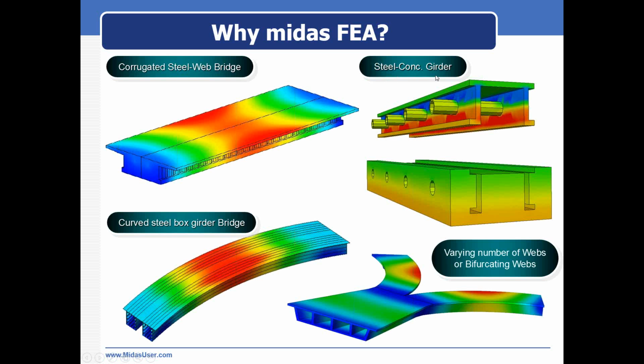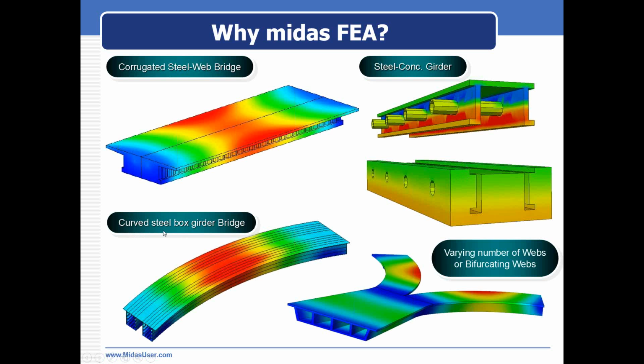Next is steel and concrete girder. We can define steel and concrete composite sections in Civil, but that's quite limited. For some sections only, the major ones, it's possible in Civil. But let's say I have to model a steel and concrete girder like this. Such modeling is only possible using Midas FEA, and in such modeling we have some detailed stress requirements which we can easily obtain using this software.